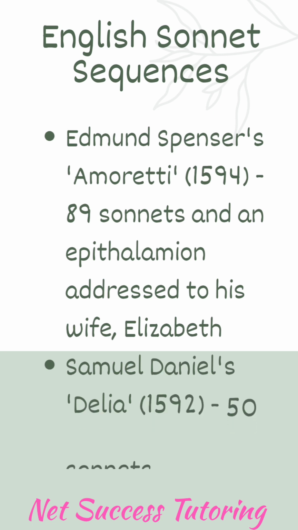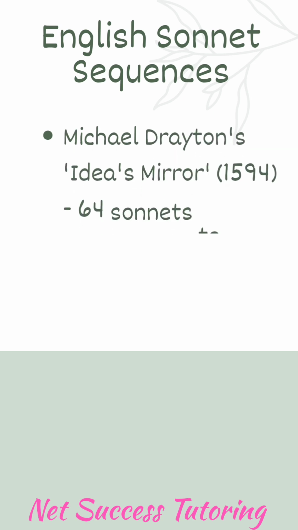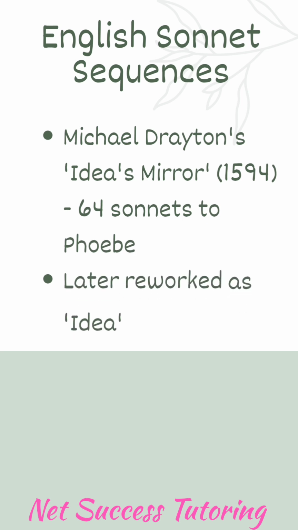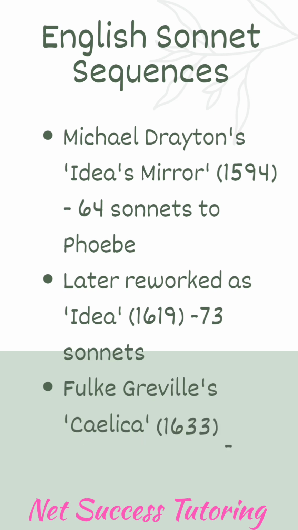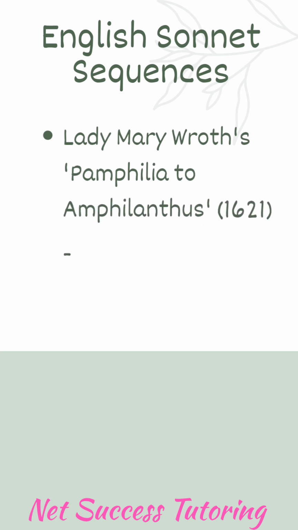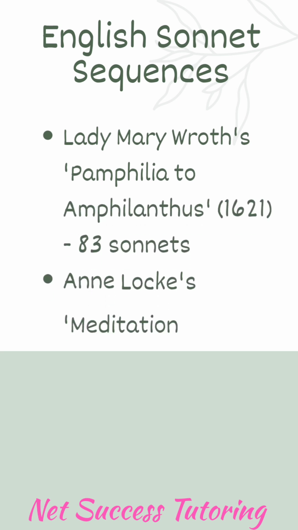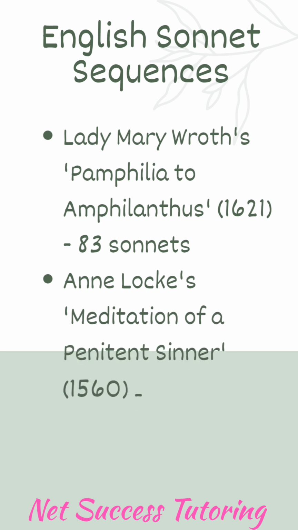Samuel Daniel's Delia, 1592, with 50 sonnets. Michael Drayton's Idea's Mirror, written in 1594, with 64 sonnets to Phoebe. Later, he reworked it as Idea, published in 1619 with 73 sonnets. Fulke Greville's Caelica, published in 1633 with 109 sonnets. Lady Mary Wroth's Pamphilia to Amphilanthus, published in 1621 with 83 sonnets. Anne Locke's Meditation of a Penitent Sinner in 1560 with 26 sonnets.